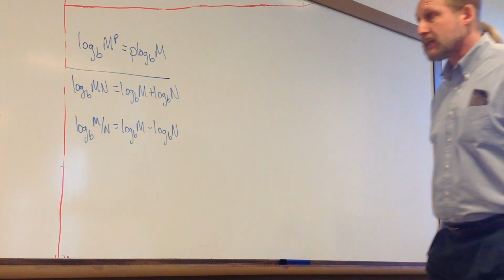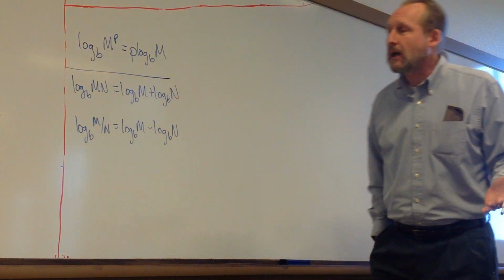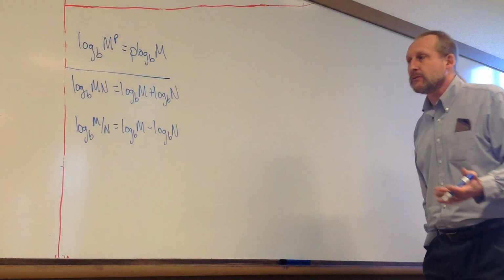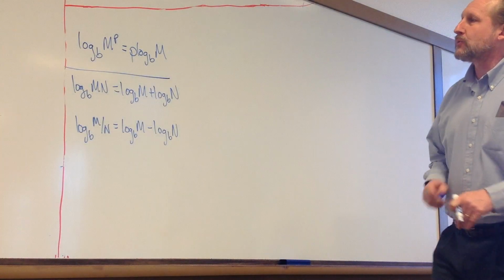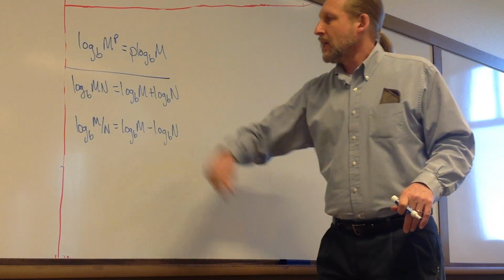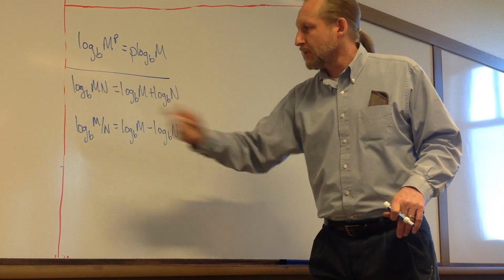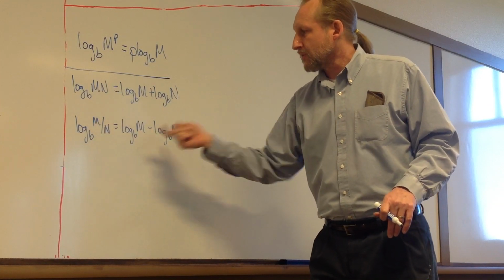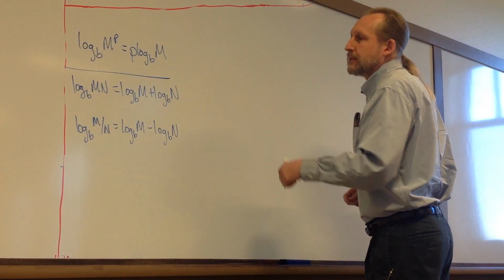The other thing that I want to say about this is that these all have to do with the fact that a logarithm is an exponent, right? If you go back to your rules for exponents, when you raise a power to a power, you multiply the exponents. If you multiply two things with the same base, you add their exponents. If you divide two things with the same base, you subtract their exponents. So let's go through this symbolically, okay?